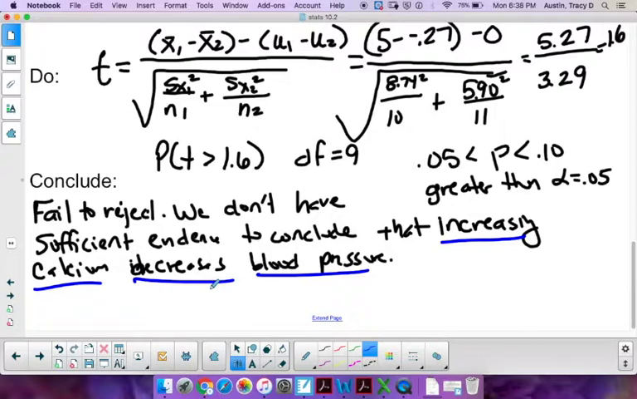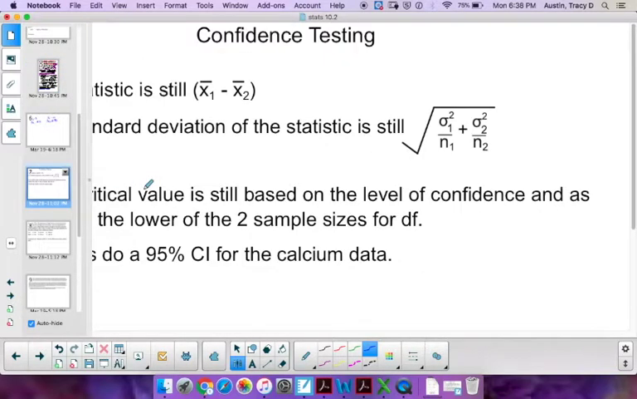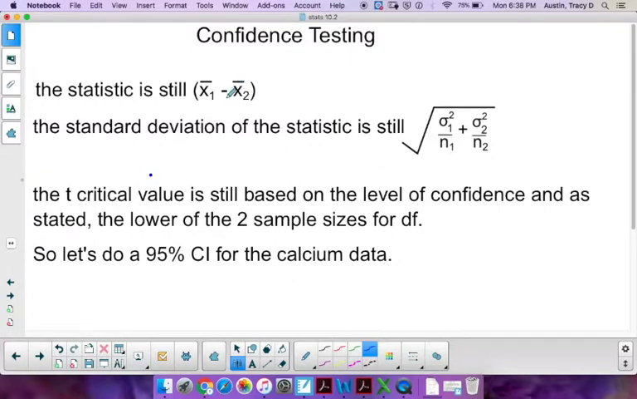Just like we did last section, we did a difference of proportion for an experiment. Real quick, this is very short as far as the video goes. I want to make sure you don't forget how to run a confidence interval, and I'm sure you don't. Our test statistic is still x bar 1 minus x bar 2. Standard deviation should be s of x bar 1 and s of x bar 2, because we don't know what they are. The t critical value is still based on the level of confidence and the lower of the 2 sample sizes.